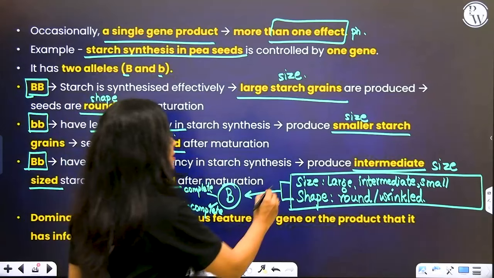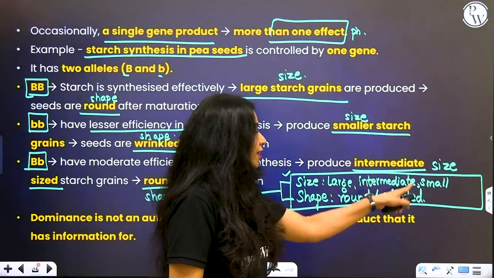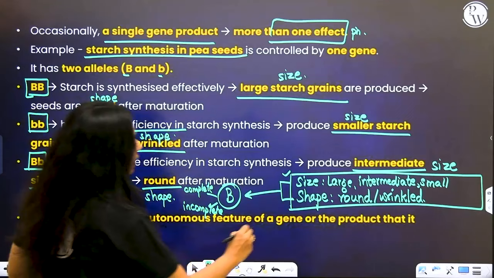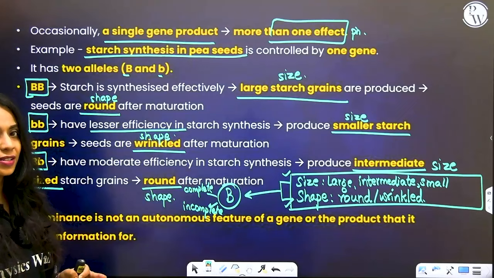If you consider size as the character, it is showing incomplete dominance, because you have an intermediate character, there is some amount of blending that you see here. You have a large grain, small grain, intermediate size grain, like we saw in that snapdragon flower. But if you consider the character of shape, you have round and wrinkled only, two. So round is dominant, wrinkled is recessive, because in the heterozygous, round has expressed.